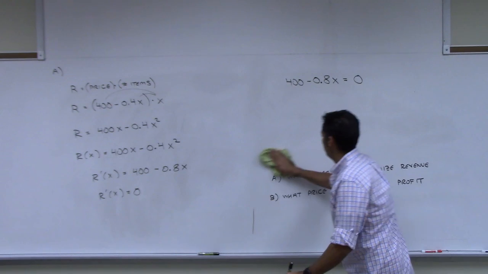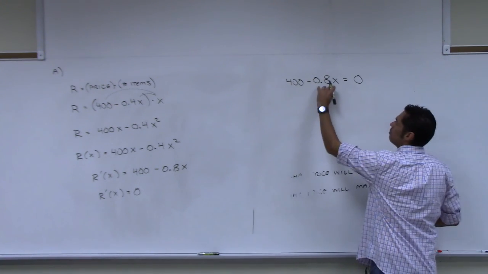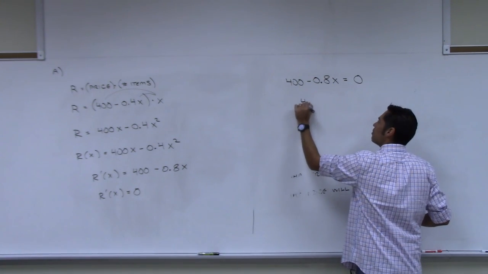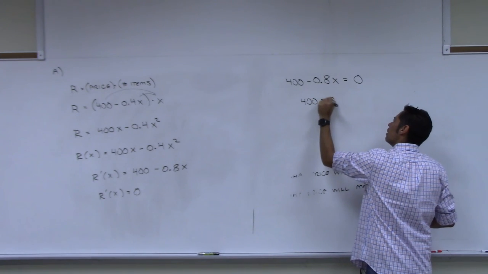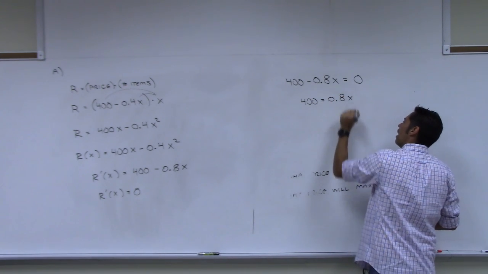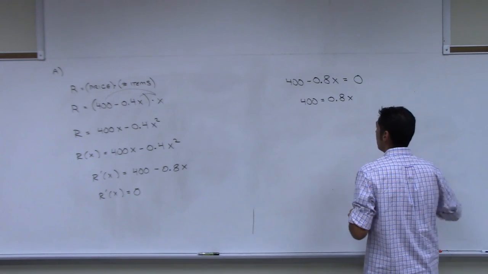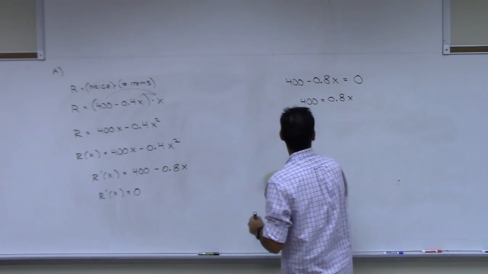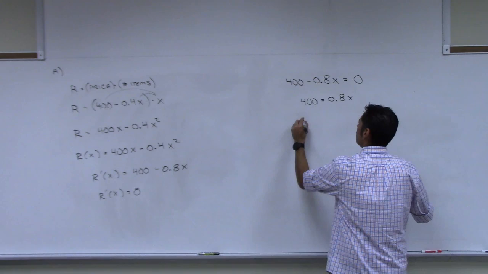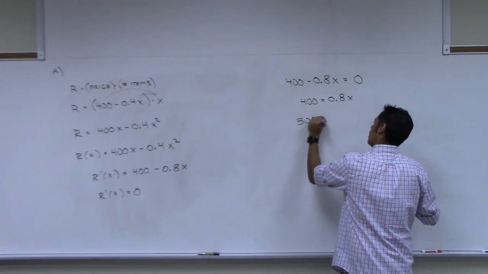So I'll just do some pretty basic algebra here. I'm just going to move this whole thing to the right side, which makes it a positive. And then divide 400 by 0.8. So if someone can do that for me, I think you get 5,000. No? 500, sorry. 500 equals x.